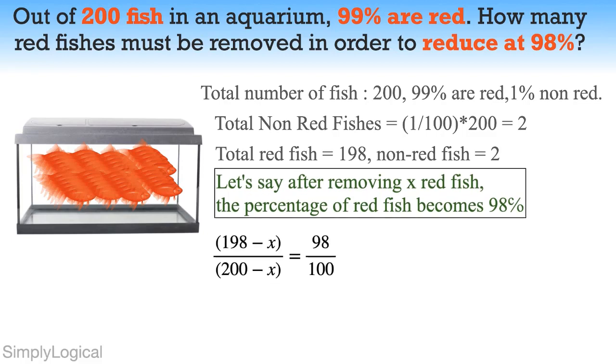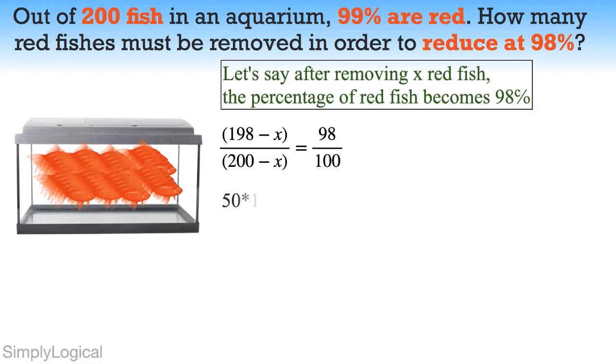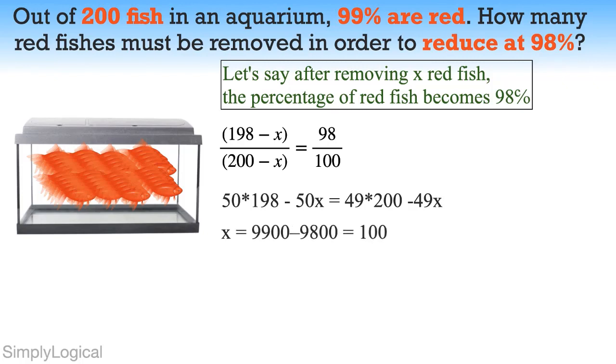So let's solve this equation. After simplification, the equation becomes 50 times 198 minus 50x equals 49 times 200 minus 49x. So x equals 9900 minus 9800, which is equal to 100. So now x equals 100. It is tough to imagine that we have to remove 100 fish out of 198 red fish to bring the percentage down by 1% in a total of 200 fish.